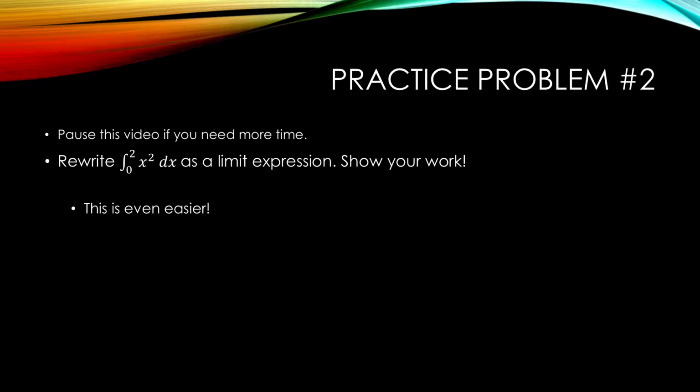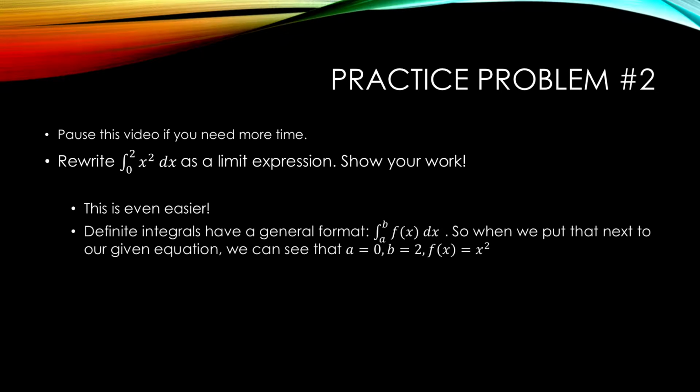Alright, so this is actually even easier. Definite integrals always have a general format that looks like this, where it's a, b, and f of x. So the information is really straightforward and you don't have much to calculate. When we compare that to our given equation, we can see that a equals 0, b equals 2, and f of x equals x squared. It's even simpler. So what about delta x?